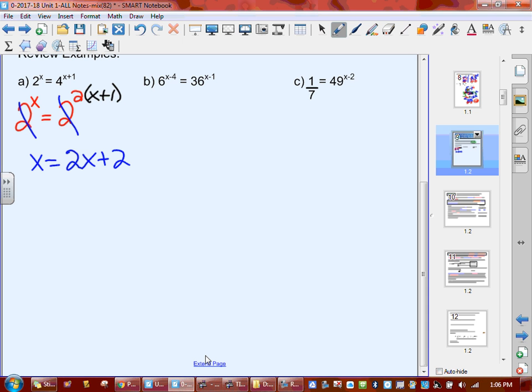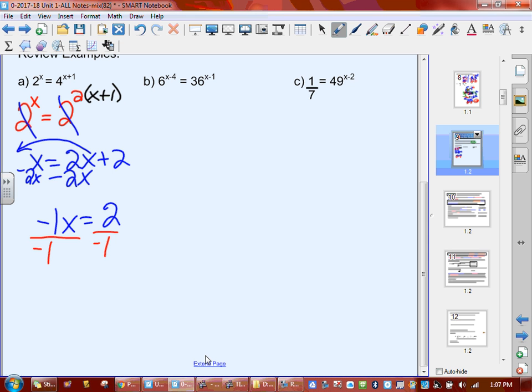And then we're going to take x to the left. So we're going to subtract 2 x's. I've got 1 subtract 2 is a negative 1 x equals 2. Now we need to isolate the variable again, so we're going to divide by what's in front of the variable. We're dividing by negative 1 on both sides, and that gives us x equals negative 2 in this case.